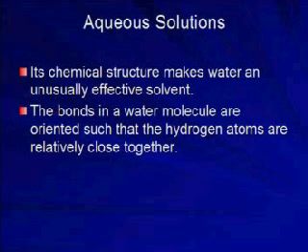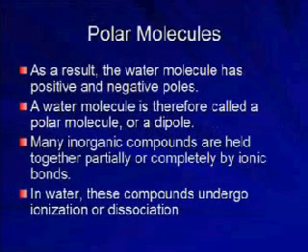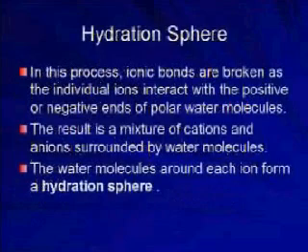Aqueous solutions. Its chemical structure makes water an unusually effective solvent. The bonds in a water molecule are oriented such that the hydrogen atoms are relatively close together. As a result, water molecules have positive and negative poles. A water molecule is therefore called a polar molecule or a dipole. Many inorganic compounds are held together partially or completely by ionic bonds. In water, these compounds undergo ionization or dissociation.